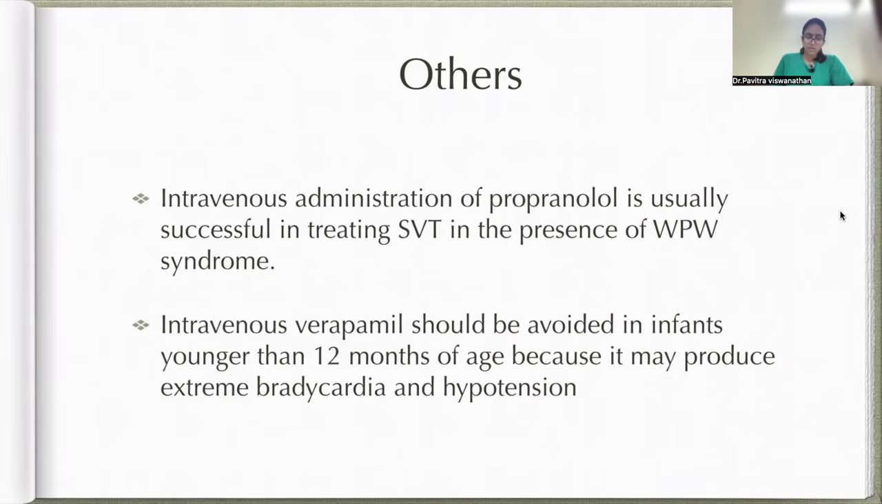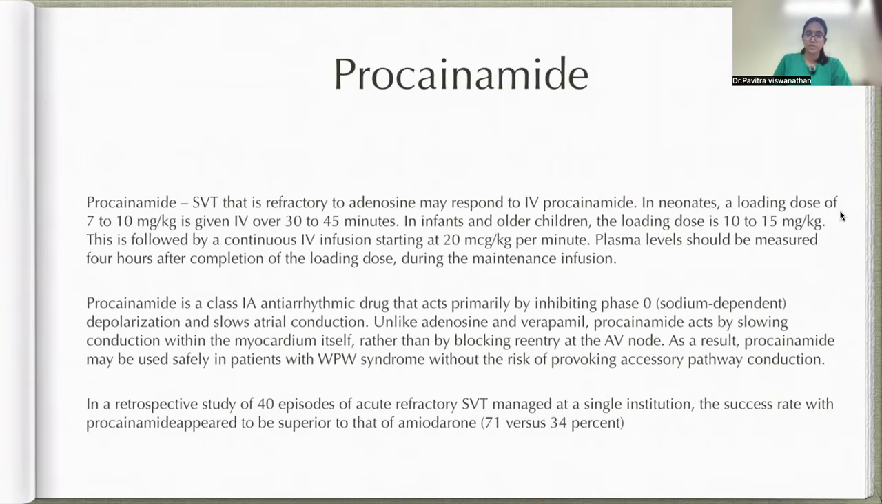Other medications that can be used are propranolol, especially in the presence of WPW, and IV verapamil. Generally, it is avoided in infants. There are other antiarrhythmics like procainamide and amiodarone, which are used for termination. If adenosine is refractory, then it may respond to procainamide. The dose is 7 to 10 mg per kg in a neonate, which is given over 30 minutes. In older children, it is a slightly higher dose, 10 to 15 mg per kg. And you will continue an infusion at 20 mg per kg per minute.